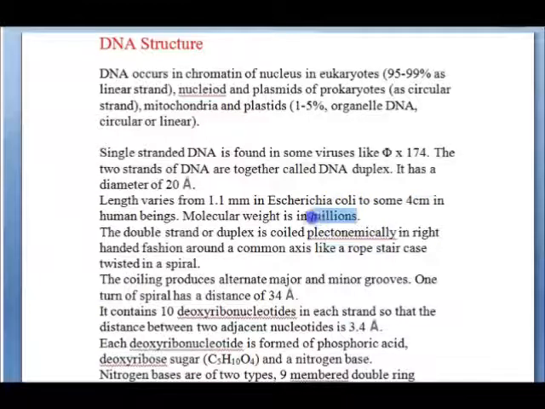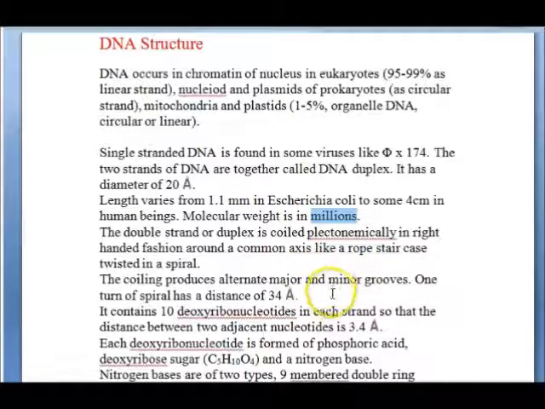goes into millions. Further, the double strand or duplex is coiled plectonemically in a right-handed fashion around a common axis, like a rope staircase twisted in a spiral. If we take a case of a rope staircase, there is a center, that elongated axis, and around this elongated axis the stairs revolve and move up. Something like that we find here also. The coiling produces alternate major and minor grooves.